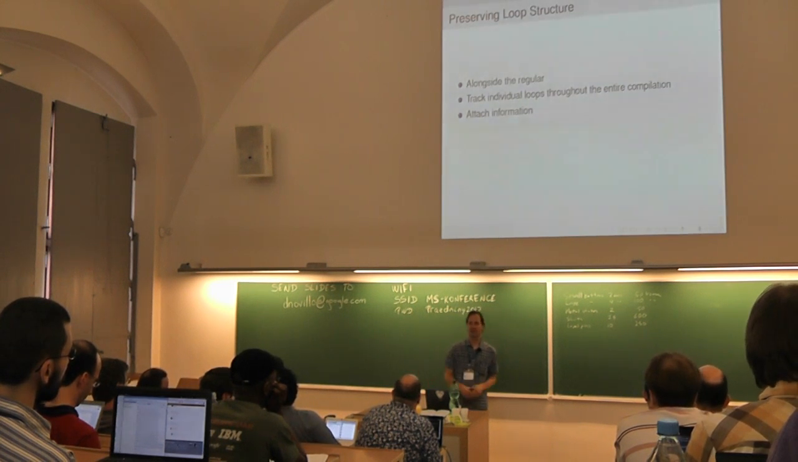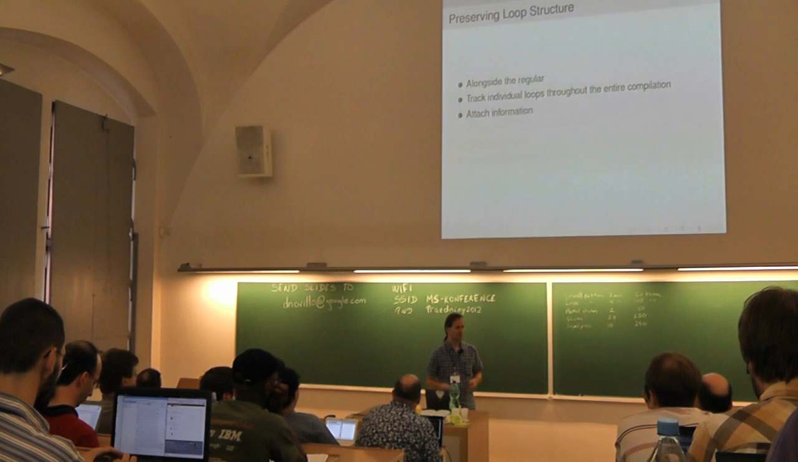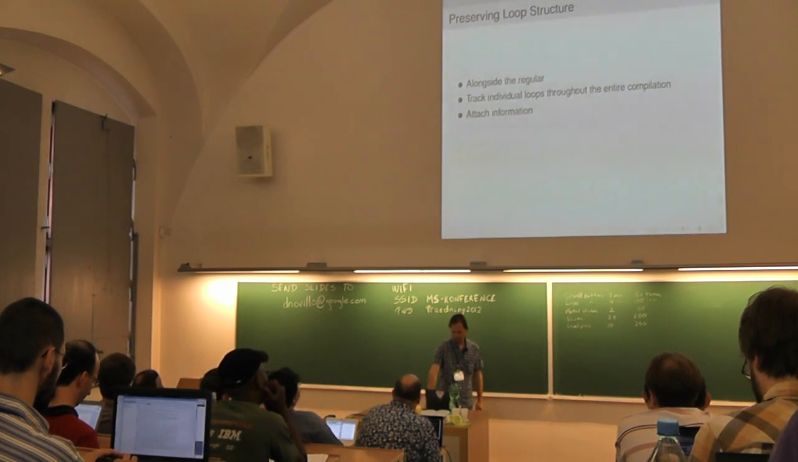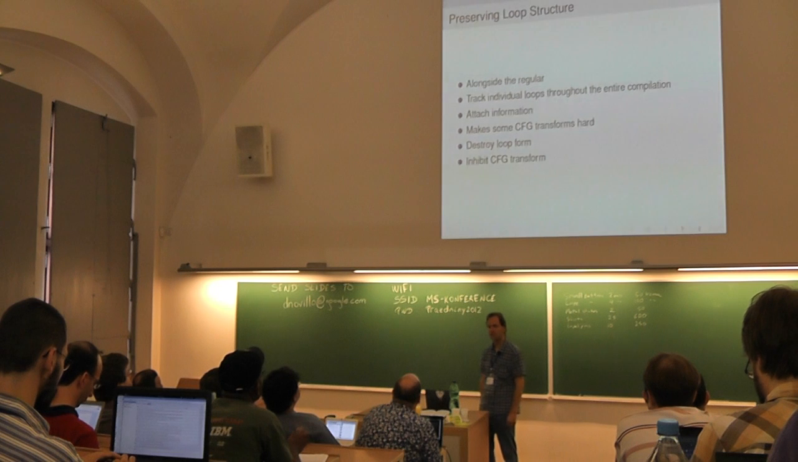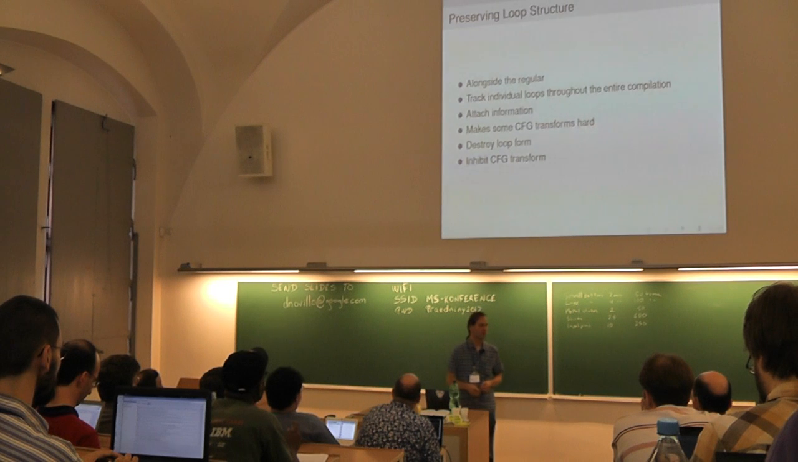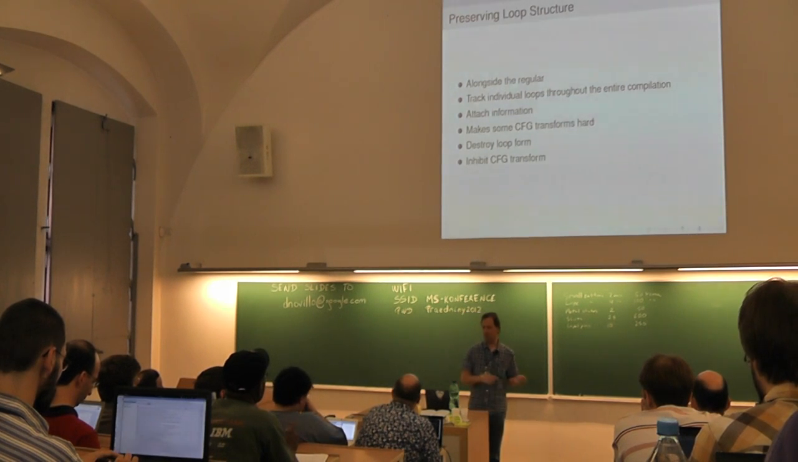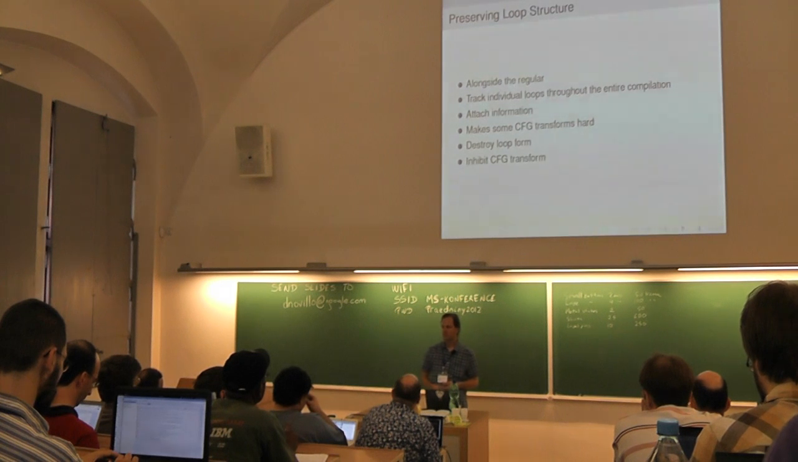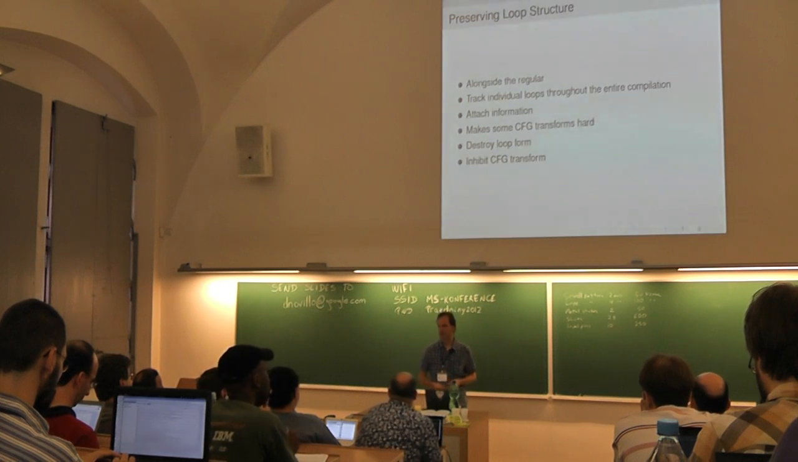But now you can attach other information to the loops and preserve it until your back end, if you want to somehow mark it for special treatment. There's some issue with this, because some CFG transforms make the loop no longer look like a loop, which means other people have to work very hard to update the loop structure. Or you say, well, I just remove the loop, or you don't do the transform anymore. I think I have implemented all three kinds. The first one most easily breaks. The second one is easiest, as is the third one.